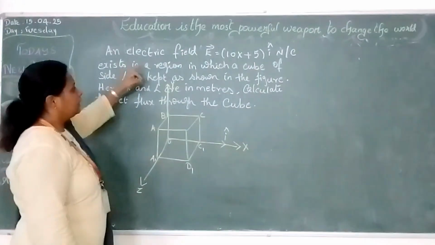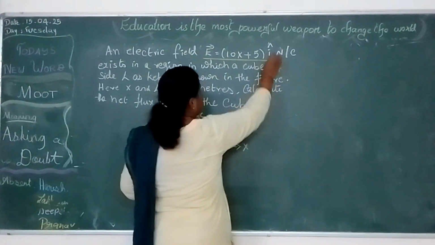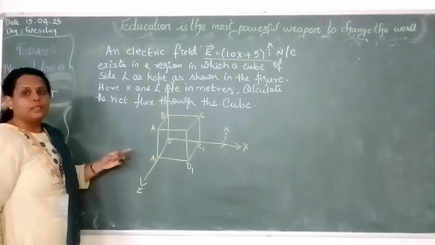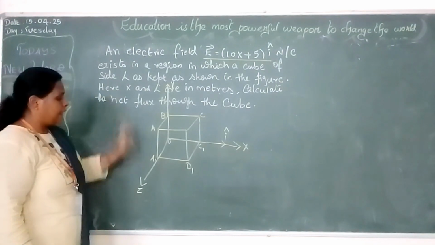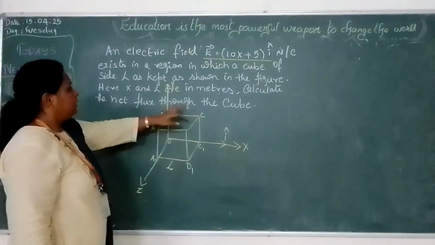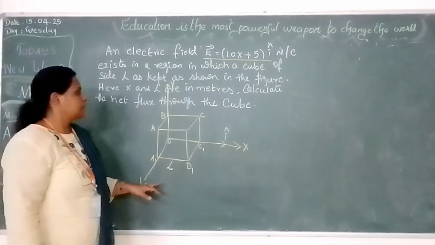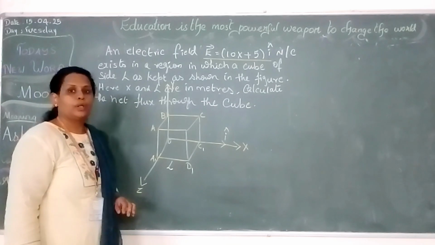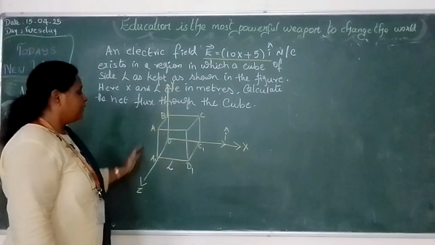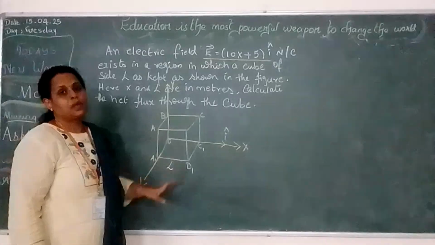An electric field E vector equal to (10x plus 5) i cap Newton per coulomb exists in a region in which a cube of side L, shown in the figure, is placed. Here x and L are in meters. Calculate the net flux through the cube. The side of the cube is given and E vector is also given.